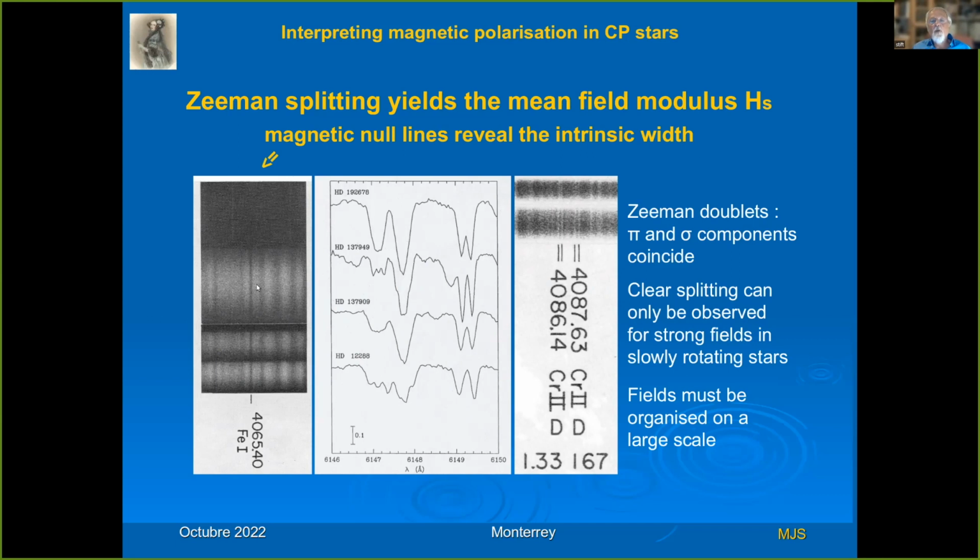Interestingly, there are a few lines, so-called magnetic null lines, which do not split in a magnetic field. For example, the iron line at 4065 angstroms. And you see the difference. This is in Beta Coronae Borealis. You see the intrinsic width of the spectral lines in this star, which reveals a very slow rotational velocity, and the magnetically split lines, which are most lines with complex patterns, are not resolved.